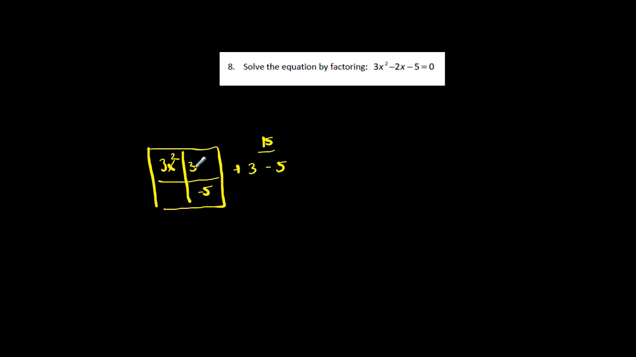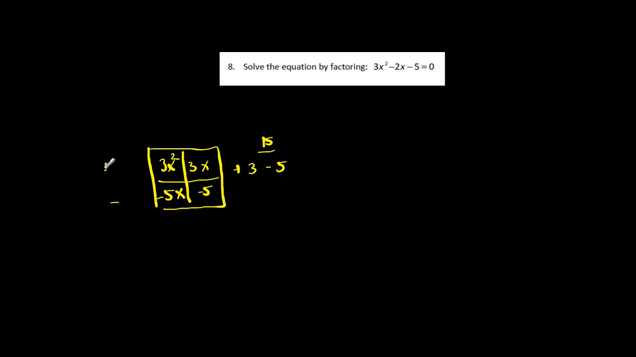Number 8, solve by factoring. All right, this is in order, and it doesn't have a GCF. So again, we're going to use the box method. So we have 3x squared, negative 5. We're going to have 15. We know the difference is going to be 2, so we'll just use 3 and 5. Different signs, the larger one is negative. So we have a 3x and a negative 5x.